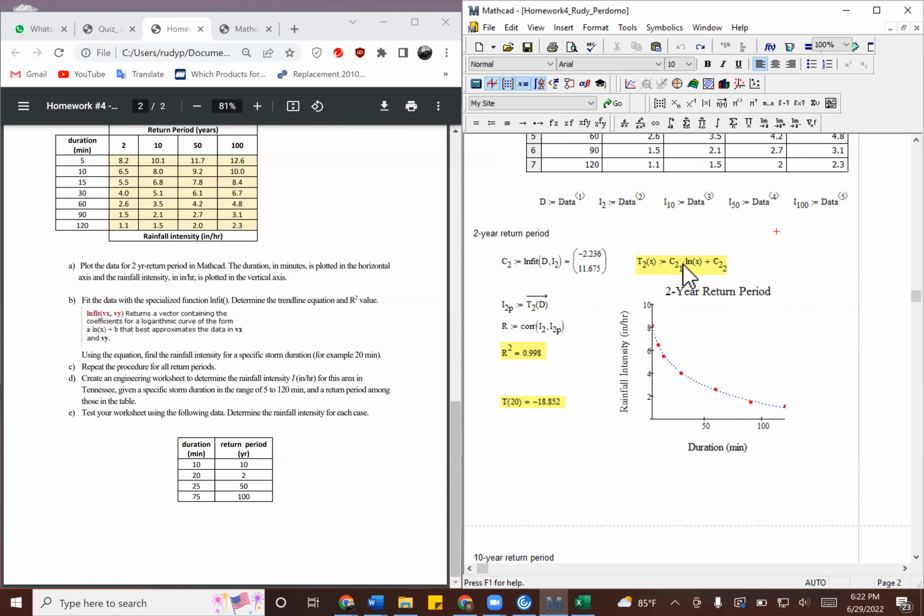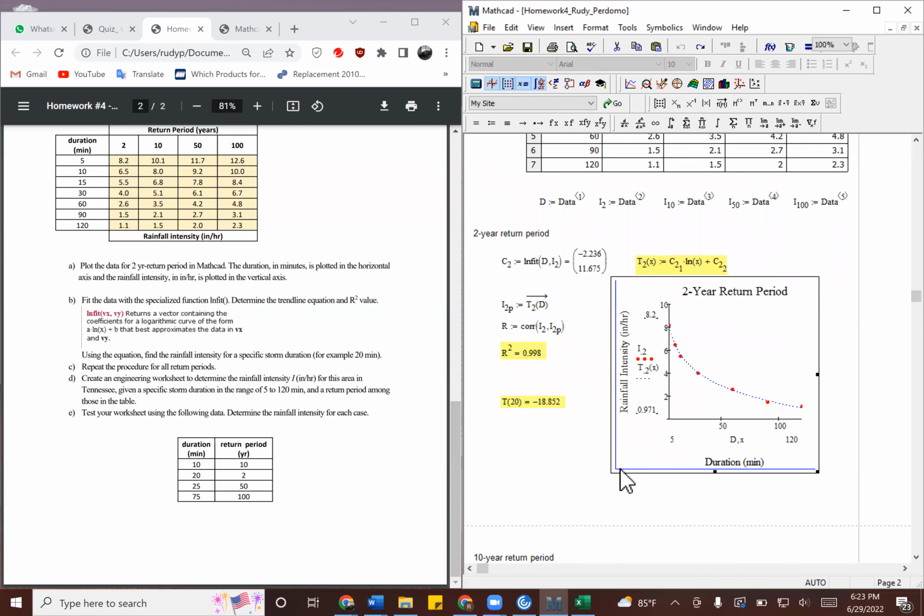So C.2 bracket 1 times ln of x plus C.2 bracket 2. This would be your A and your B. Got it. And then that is your trend line. So your trend line for the 2-year return period is this. So you would plot that.